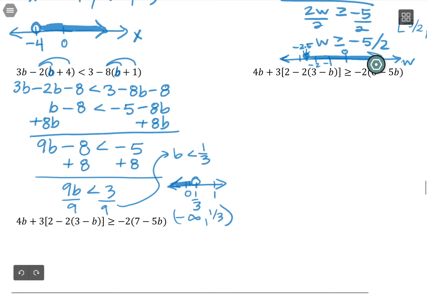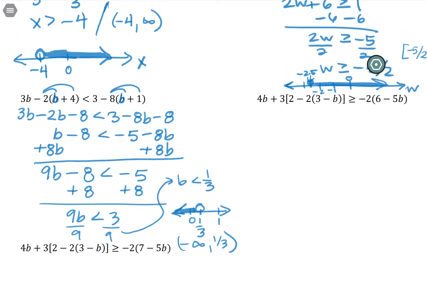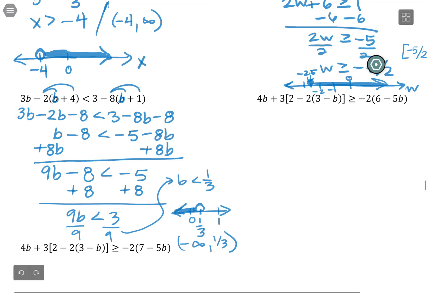Let's see if I made something clever happen in this next one. Okay, so now I see more distribution that needs to happen. So I have 4b plus 3 times 2 minus 6 plus 2b is greater than or equal to -12 plus 10b.